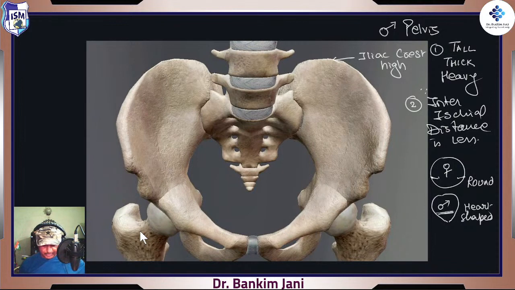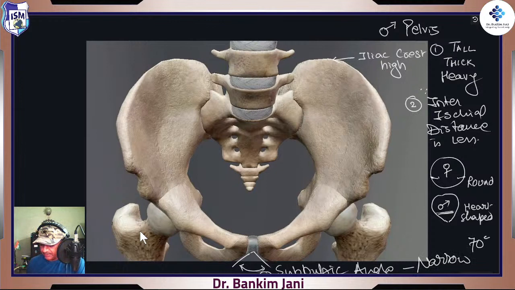Another important point, this angle, the subpubic angle, is narrow. So this is our third point, the subpubic angle. It is narrow, at the most about 70 degrees, otherwise it is less than that. In case of female, it would be much higher.